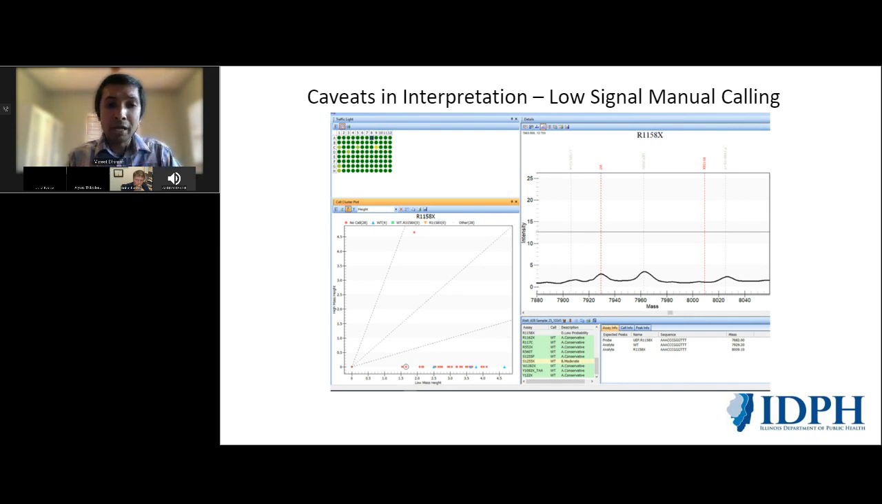And so what we'll have to do is manually look at every single specimen, make sure that the peak is present, and manually call them as wild type or heterozygous mutant or homozygous mutant, whatever we need to designate it at that time. So this is where, as much as you want to automate the entire process, there is some manual interpretation that is required for some of these mutations.